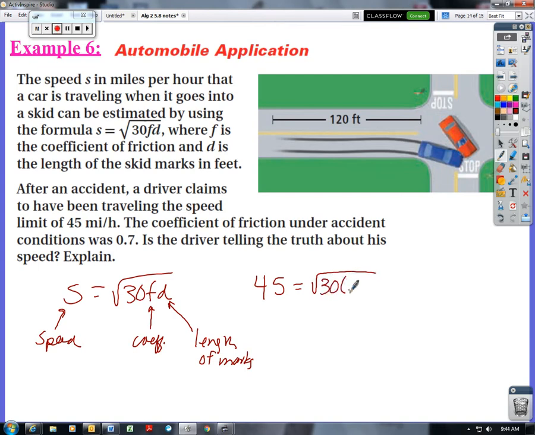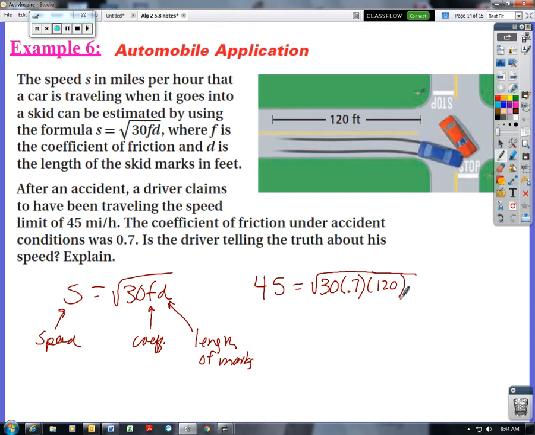So they probably figured that out from the road surface and the weather, if it's raining or not, and if it's icy, it has a different coefficient. And is the driver telling the truth about his speed? Oh, and the thing is, you have to look up here too, because you have to look at the length of the skid marks. So the policeman measured them, and they're 120 feet.